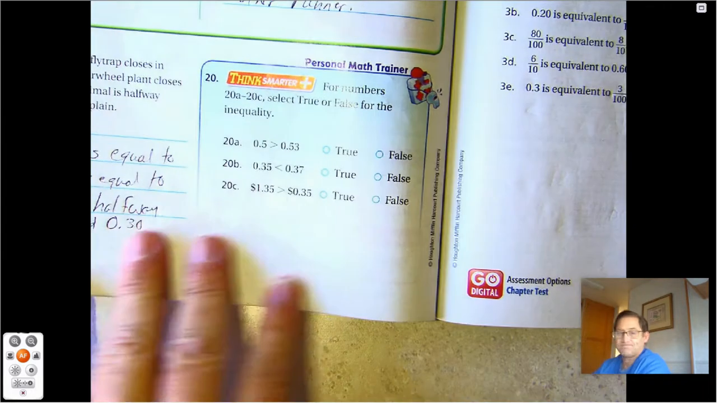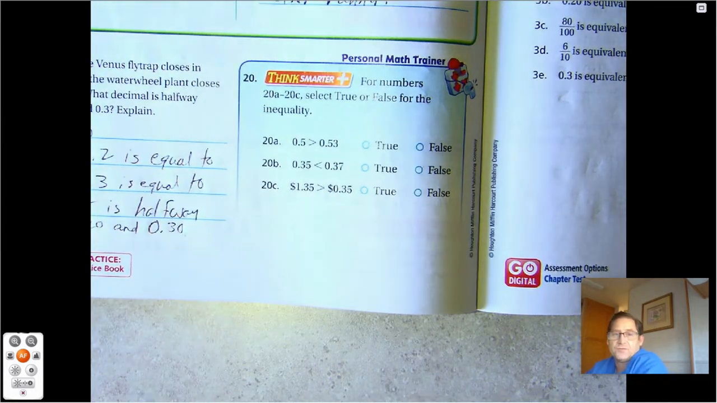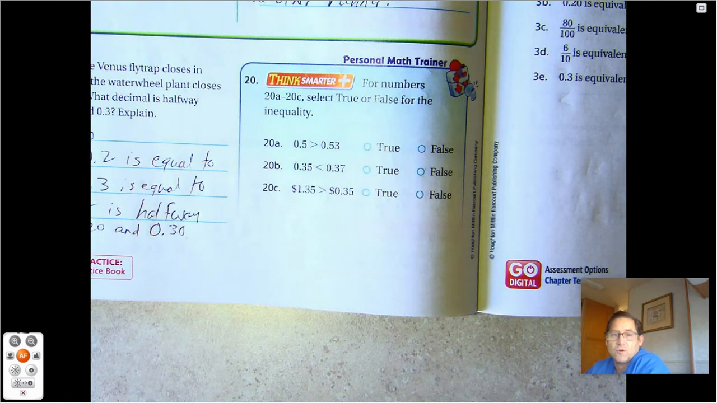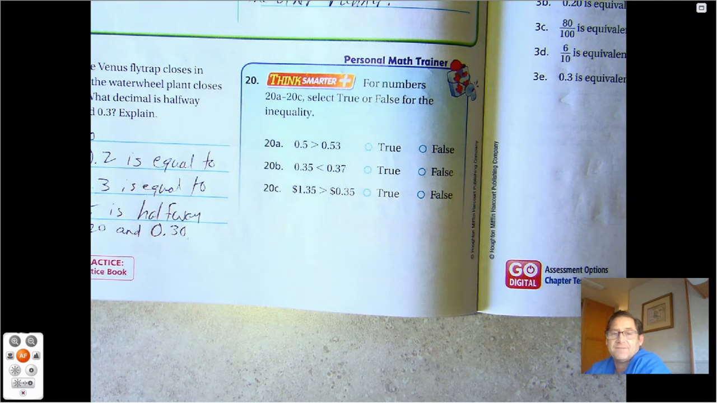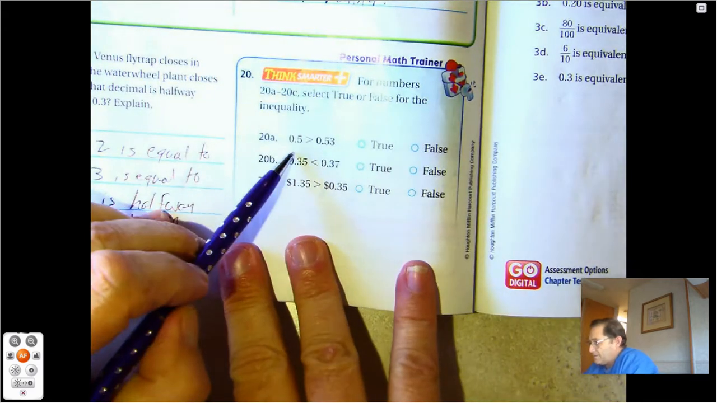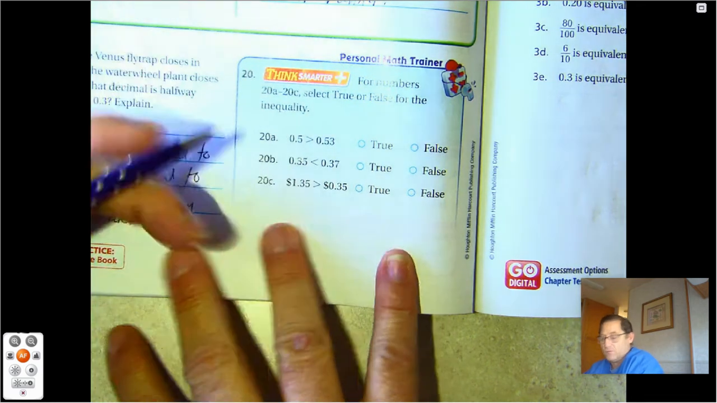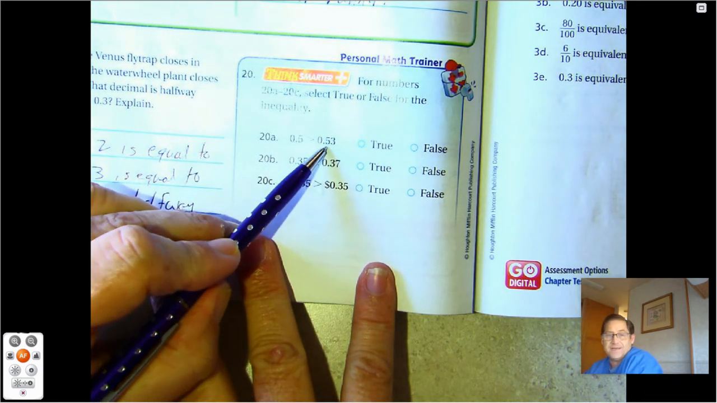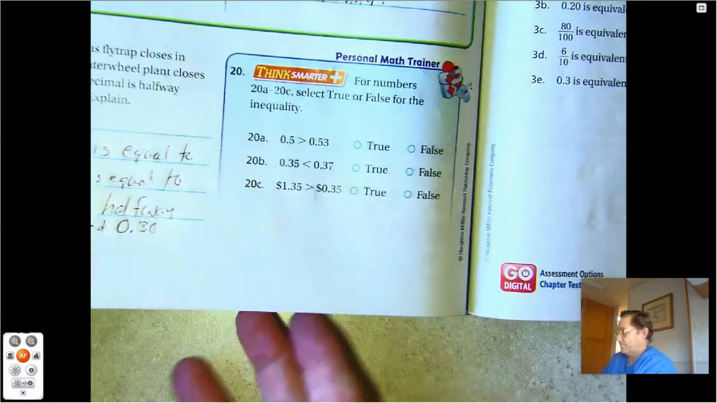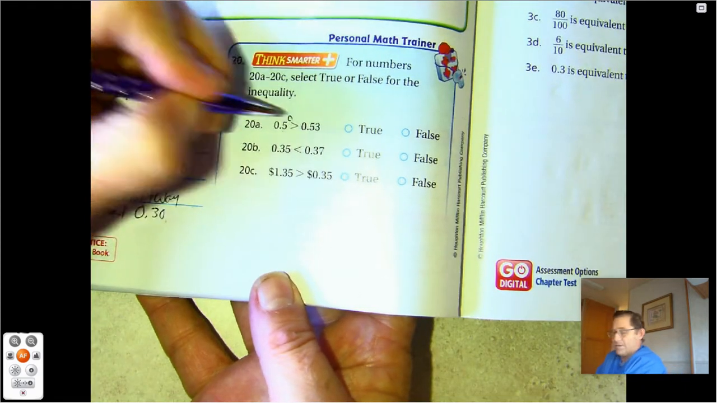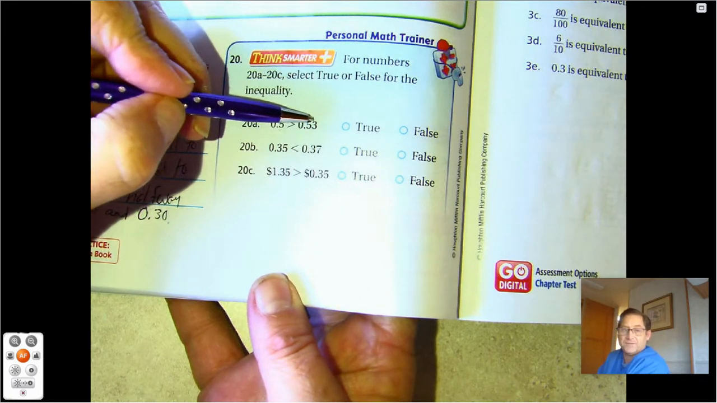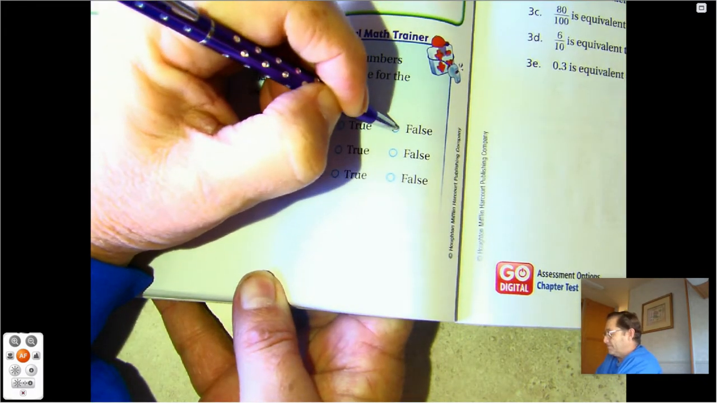And number 20. For numbers 20a through 20c, select true or false for the inequality. All right. So 5/10 is greater than 53 hundredths. If we compare the largest place values, they both have zeros. So at that point, they'd be equal. 5/10, 5/10. Again, they still would be equal. This one has 0 hundredths. This one has 3 hundredths. So this is false. 53 hundredths is bigger than 50 hundredths.